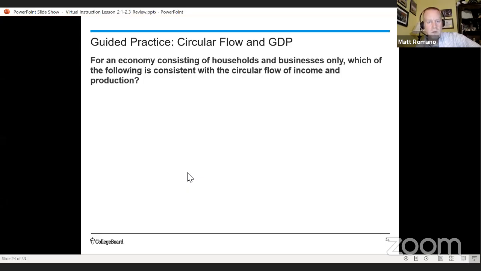So first one, for an economy consisting of households and businesses only, which of the following is consistent with the circular flow of income and production? So all we have are two sectors, households and businesses.